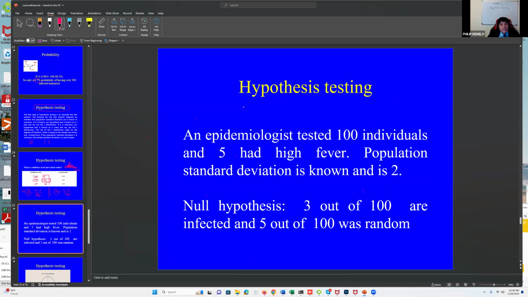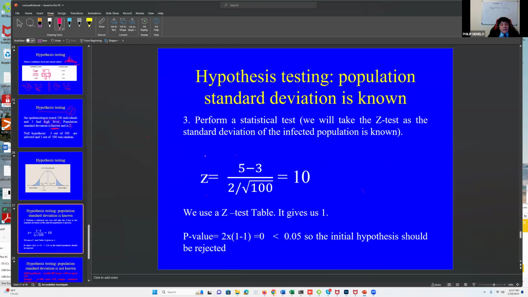Now, suppose an epidemiologist tested 100 individuals and 5 had high fever. Okay, the population standard deviation is known and is 2. This was given to you by a hospital. So the standard deviation of the population is 2. If it is known, we use the Z statistic. You go and calculate this Z. You have 100 people in one sample, or 100 patients, and your Z is 10.